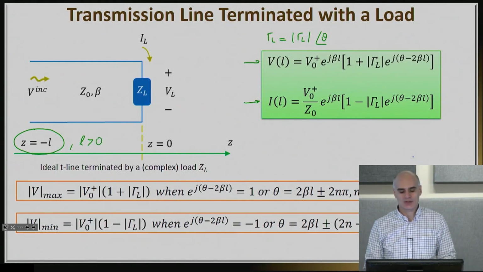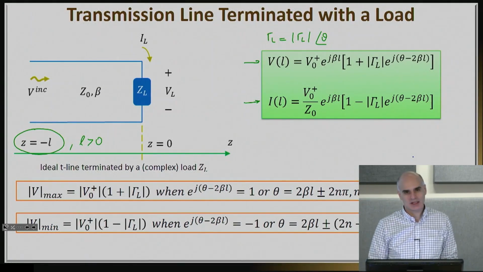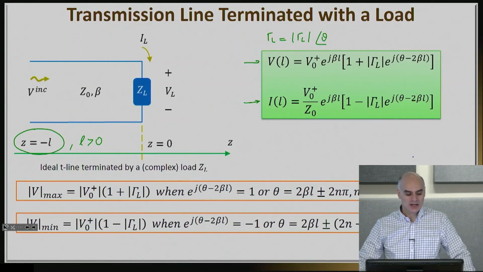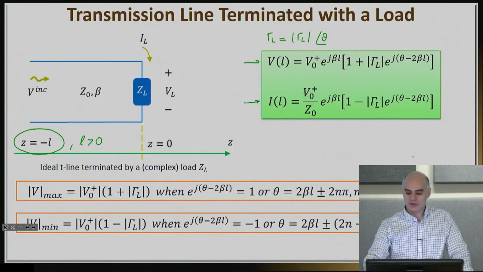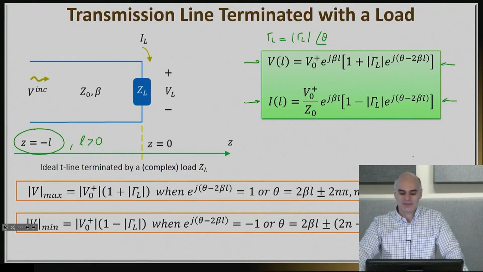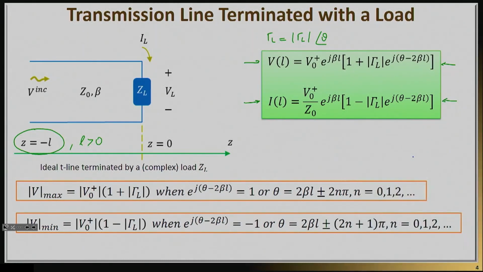This is often done so we don't deal with a negative z, but rather with a positive L. So now my expressions are as shown right here. That gives us the total voltage on the line as a function of L and the total current on the line as a function of L.